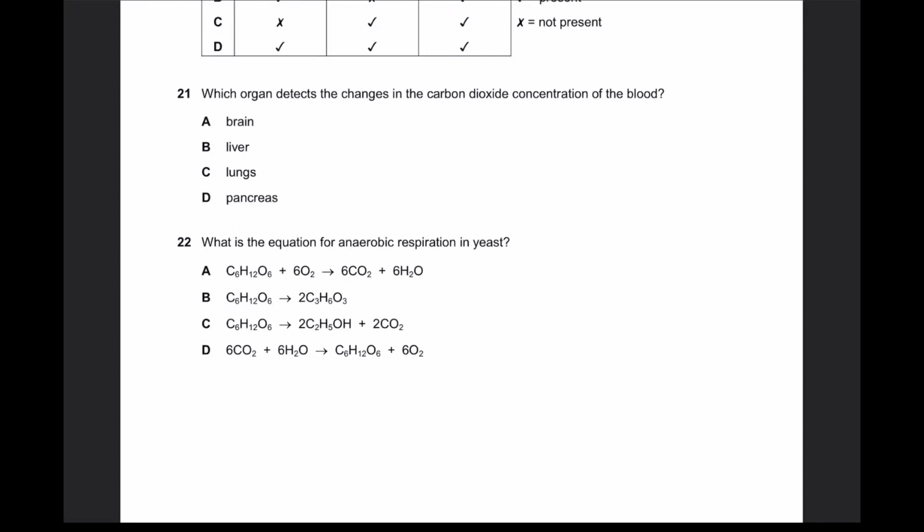Question 21. Which organ detects the changes in the carbon dioxide concentration of the blood? The organ would be the brain. The receptor would detect the change and an impulse would be sent to the brain. So the answer would be A.